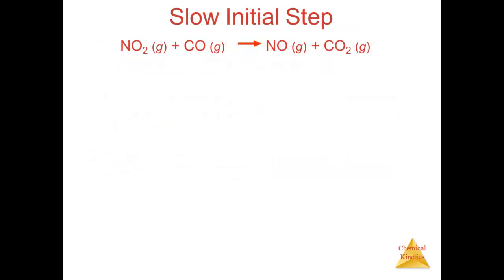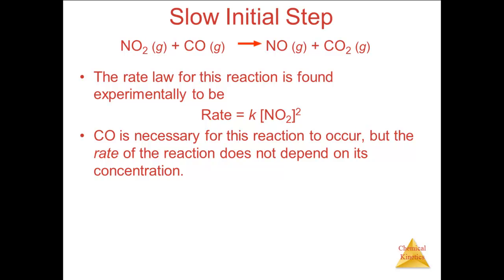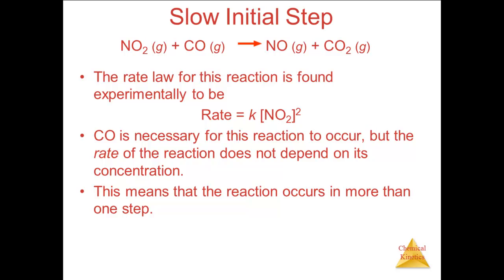Let's take a look at an example. A reaction occurs between NO2 and CO, producing NO and CO2. When we determine the rate expression by experiment, we find that the rate expression is rate equals k times the concentration of NO2 squared. That is, the reaction involves carbon monoxide, so CO must be present for the reaction to occur, but the rate of the reaction does not depend on the concentration of carbon monoxide. Therefore, the reaction occurs in more than one step.